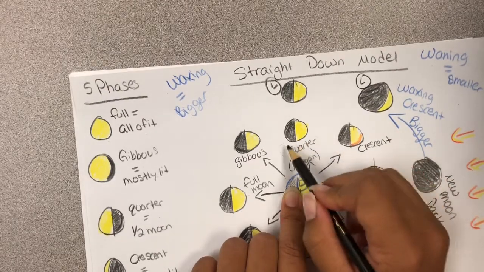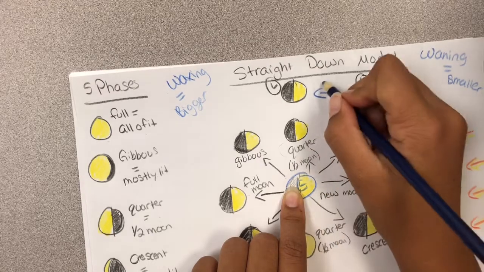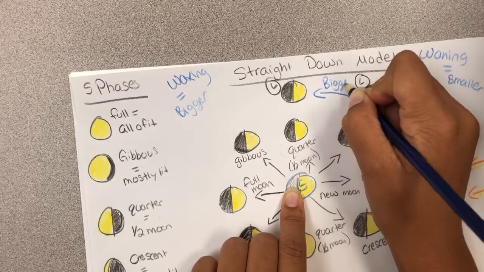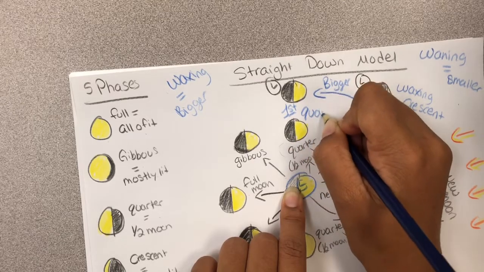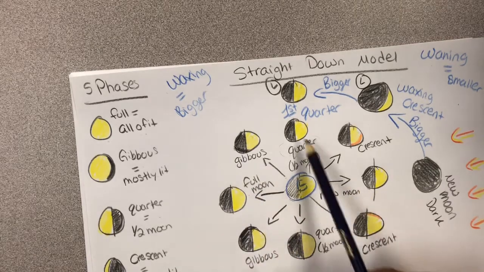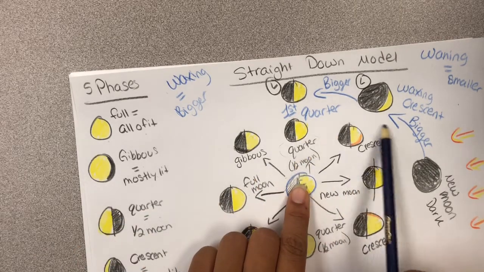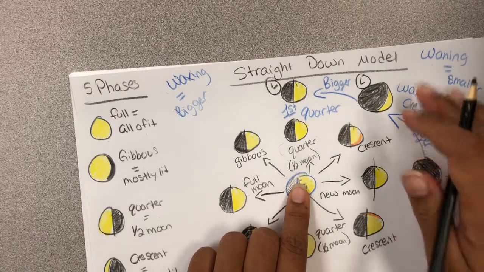So back to your quarter, from here to here, the moon is getting bigger, but we call this first quarter because it was the quarter moon out of our 4 original moons, okay? We're still getting bigger, first quarter. The left side of the moon is dark.